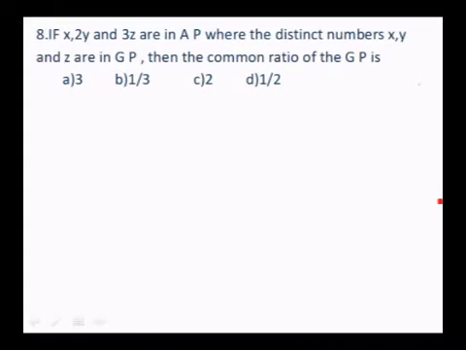Let us go to the 8th question. If x, 2y, 3z are in AP, where the distinct numbers x, y and z are in GP, then the common ratio of the GP is: A) 3, B) 1 by 3, C) 2, D) half. Here we are taking the formula for both AP and GP.